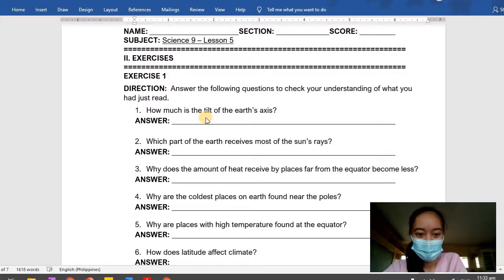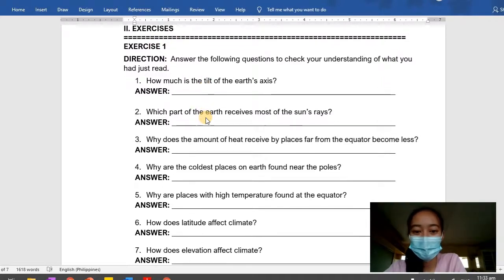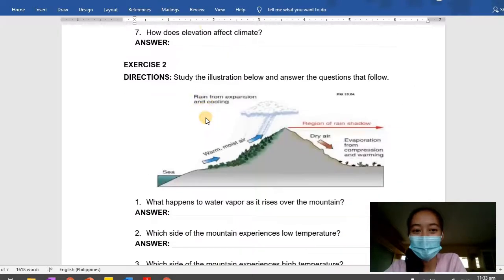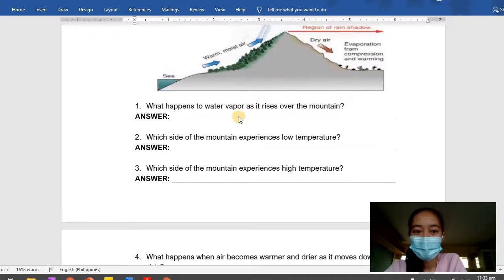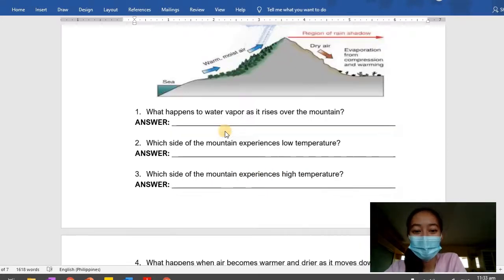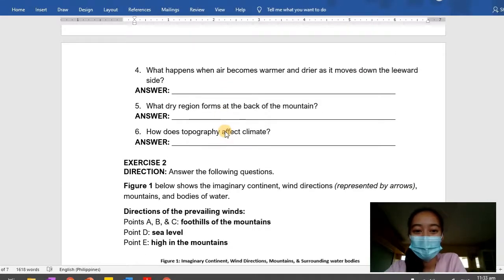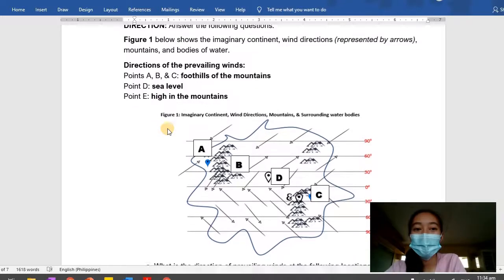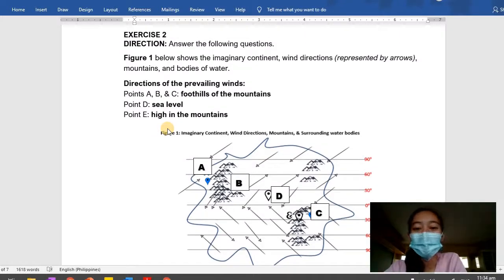Exercise 1, you can answer these questions by reading the information above. Exercise 2, so naa siya study this illustration and answer the questions. What happens to water vapor? O gihapon ang kasagutan kay naa sa inyong gibasa. Okay. Then, this one, ang naa tay nalibog gamay. So how to answer exercise number 2?